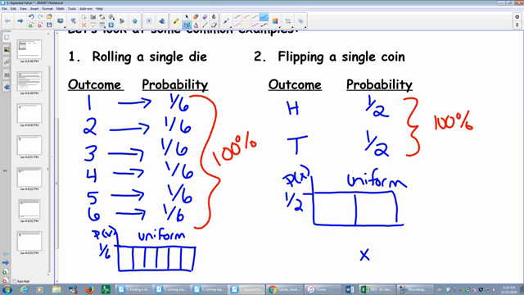Are we okay with this right now? I haven't done any rocket science. This is basic kind of probability.